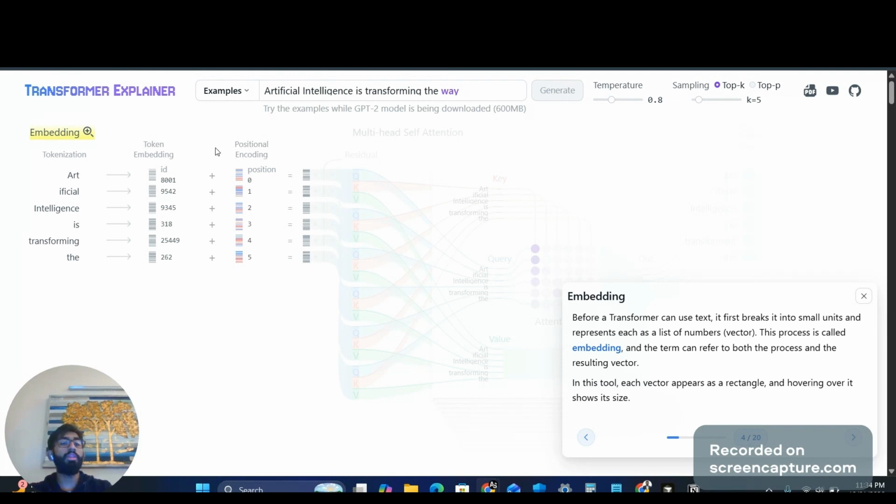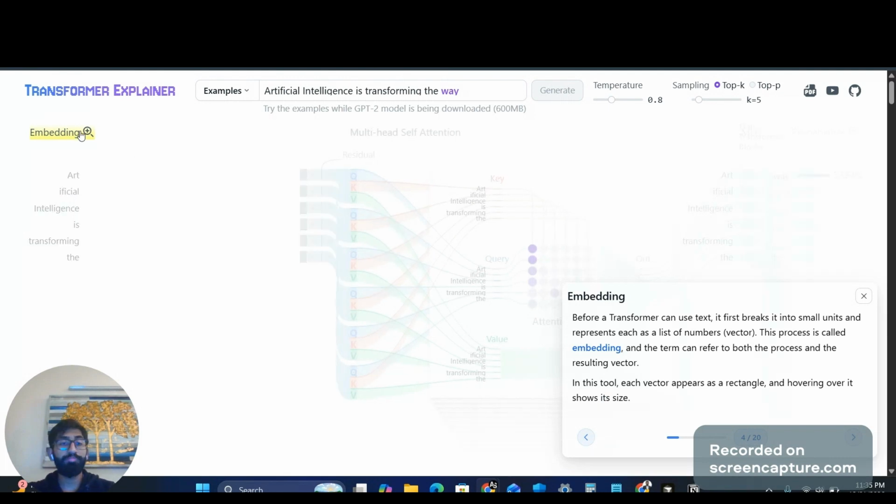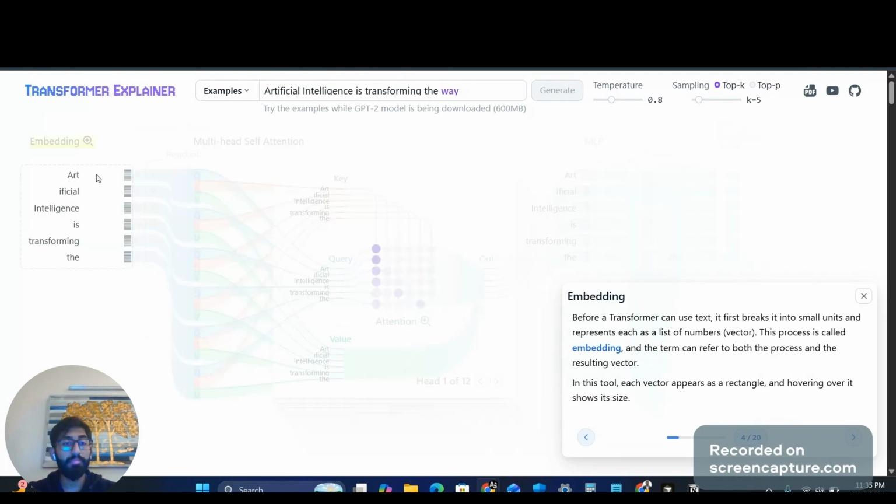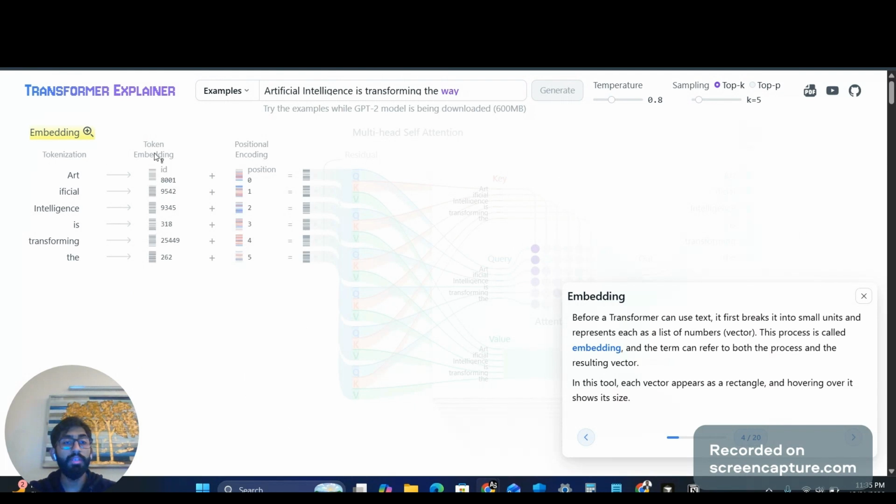Positional encoding is like a position: for "art" the positional encoding will be zero, for "ificial" one, and for "intelligence" two. So there's an encoding for the position as well. This is basically the embedding block, with the token embedding and the ID assigned to it.